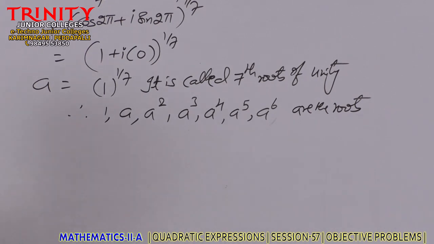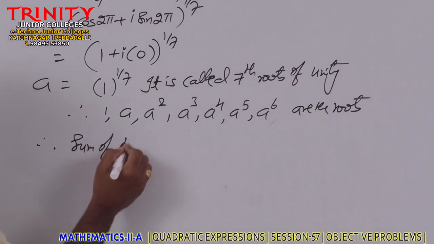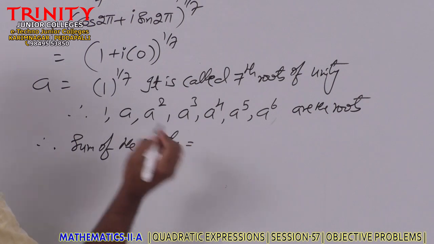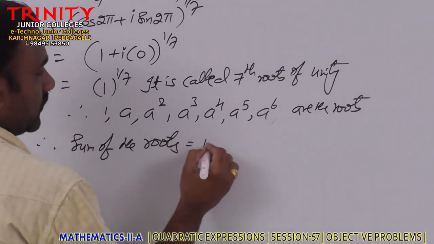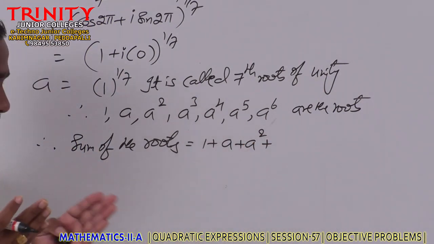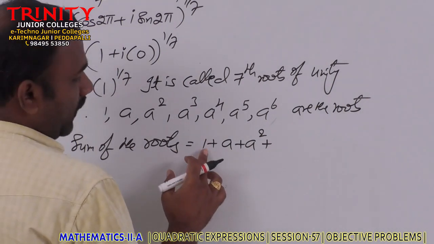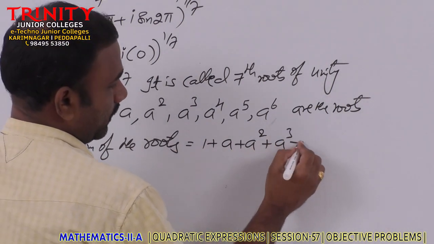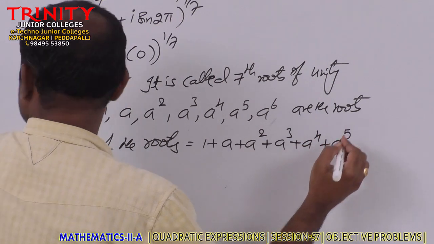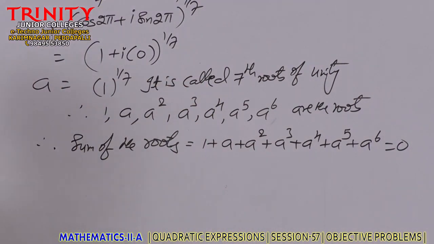Now, the sum of the nth roots is always equal to what? 0. The sum of the nth roots of unity is 0 and the product of the nth roots of unity is (minus 1) whole to the power of n minus 1. We have discussed that already. Therefore, 1 plus a square plus a cube plus a power 4 plus a power 5 plus a power 6, its value is equal to 0.